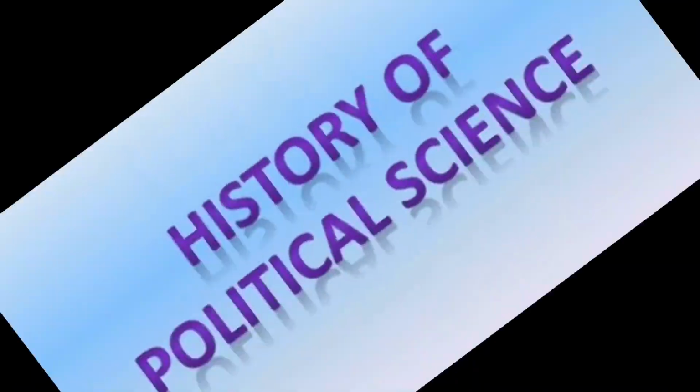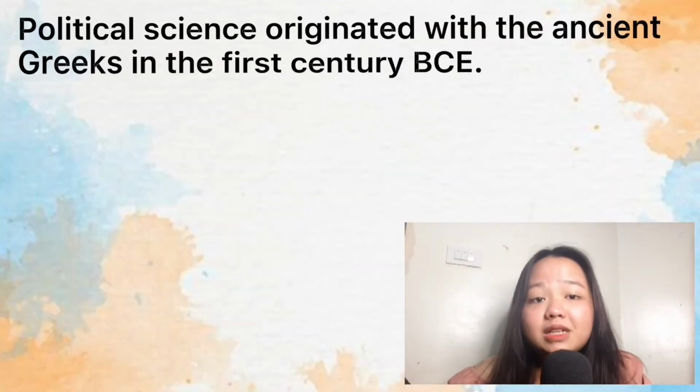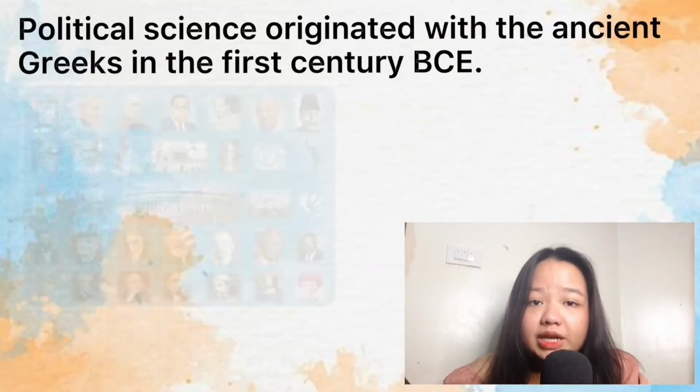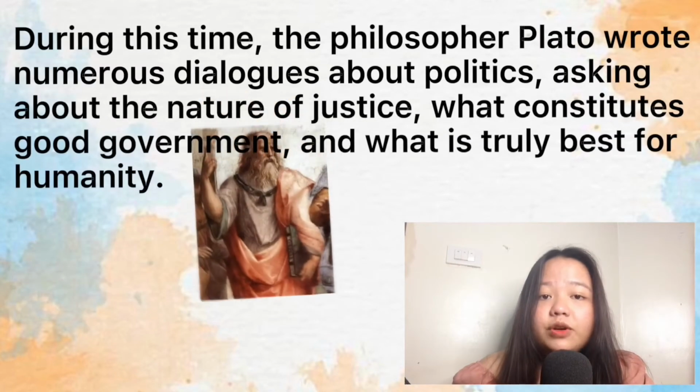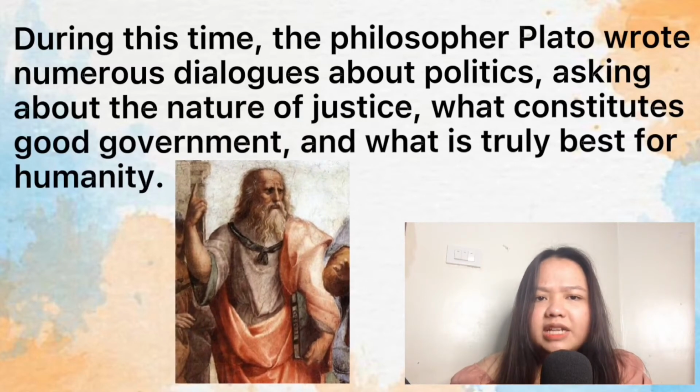So I know we might think, what is the history, or how did political science start? Let me tell you a brief history of political science. Political science originated with the ancient Greeks, in the 1st century before the Christian era. During this time, the philosopher Plato wrote numerous dialogues and works on politics, asking about the nature of justice, what constitutes good government, and what is truly best for humanity. So, political science first happened in Plato's time.